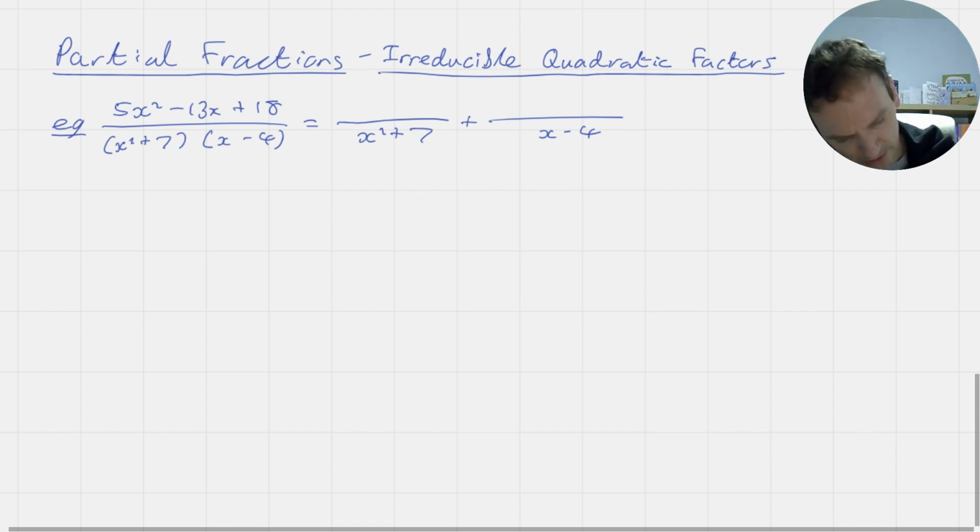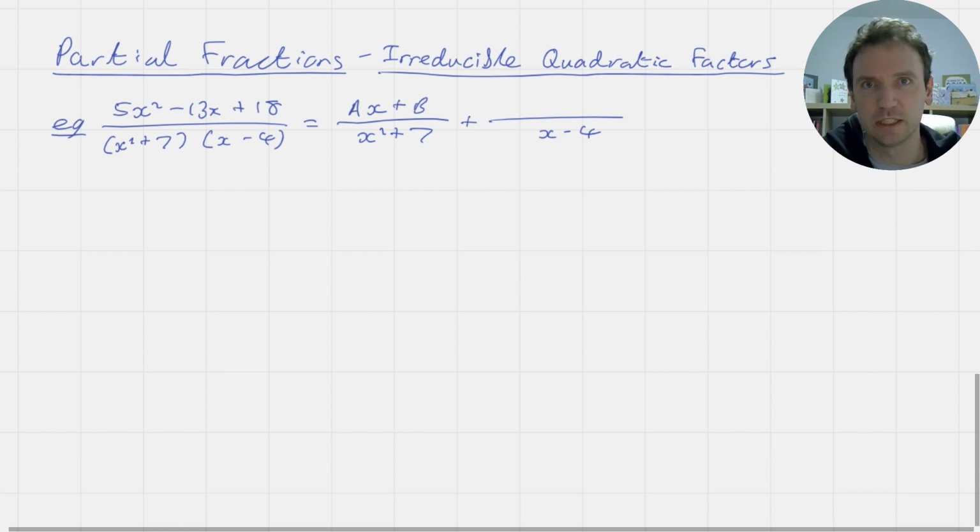The solution for this is, on our first fraction over x squared plus 7, over our quadratic, rather than just going for a constant, try a linear factor, ax plus b over that quadratic, and then over our other one is going to be a simple c over x subtract 4 here. So that's the only extra complication. Now we just need to work through here.